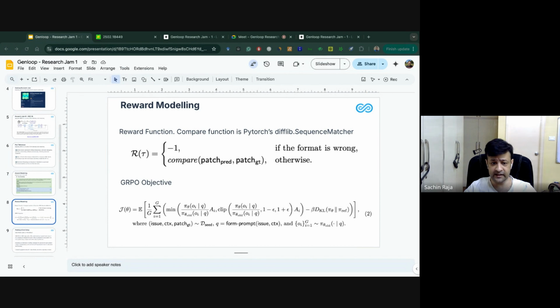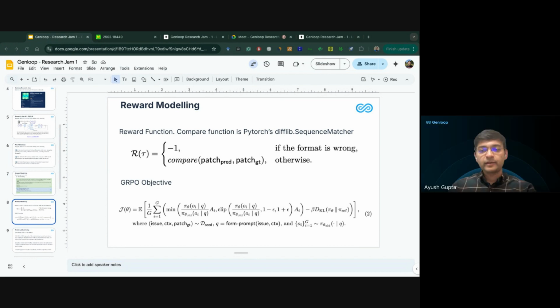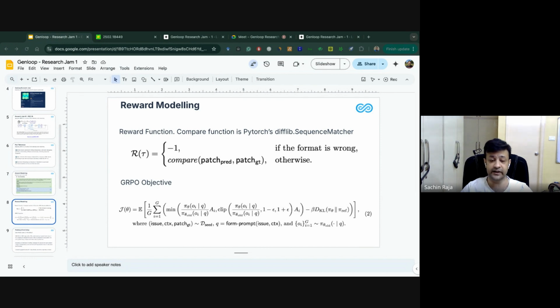So yes, I think there is one issue in this equation. It should be the negative of this expectation, right? Because ideally we are trying to maximize this part, this J of theta. This is about maximizing the reward and minimizing the negative of it, yes. Okay.